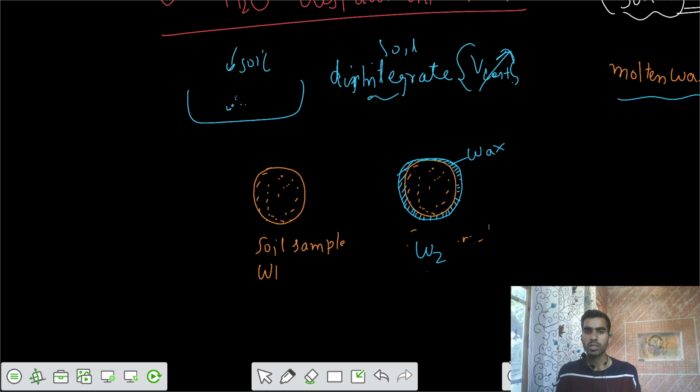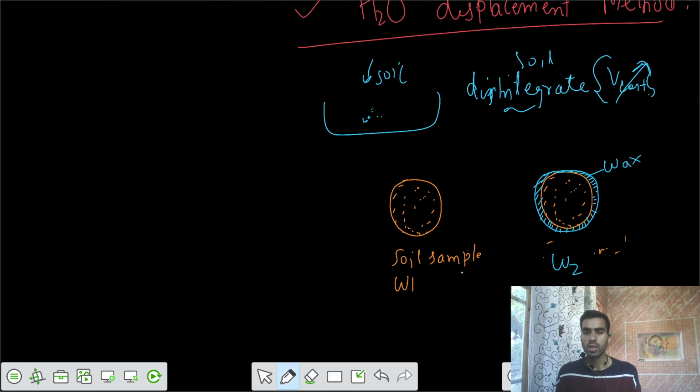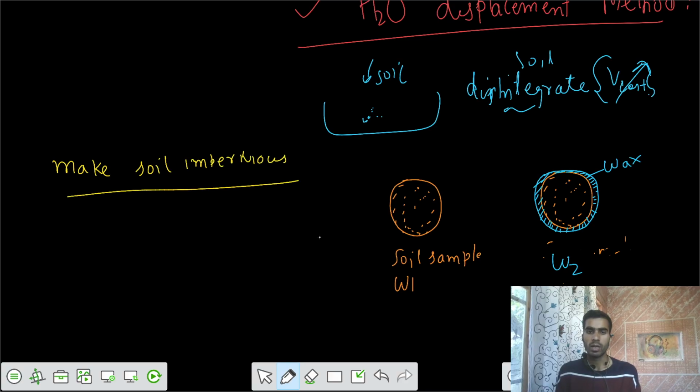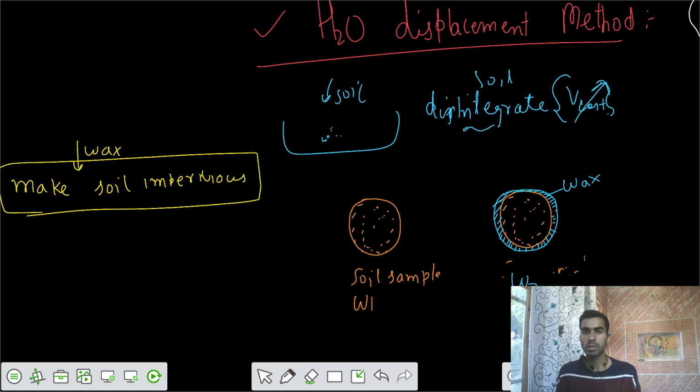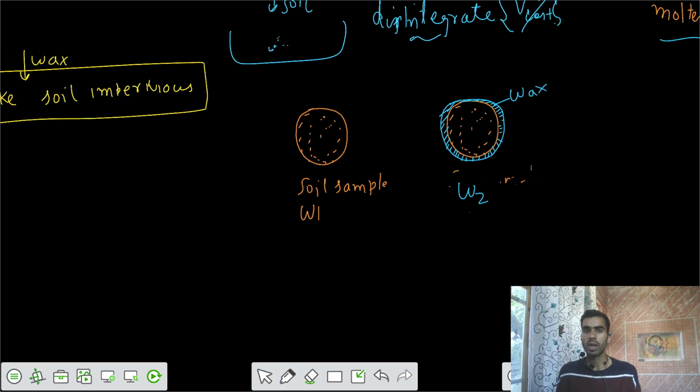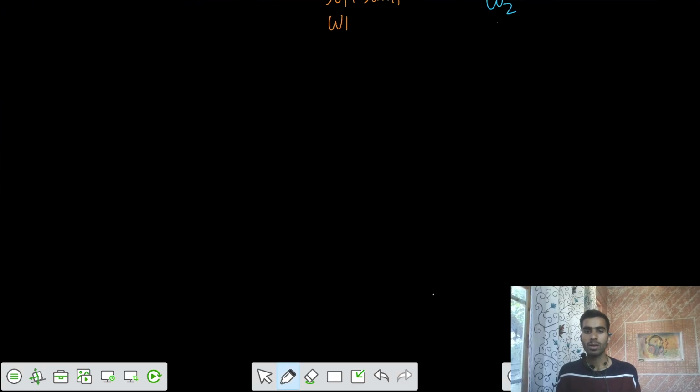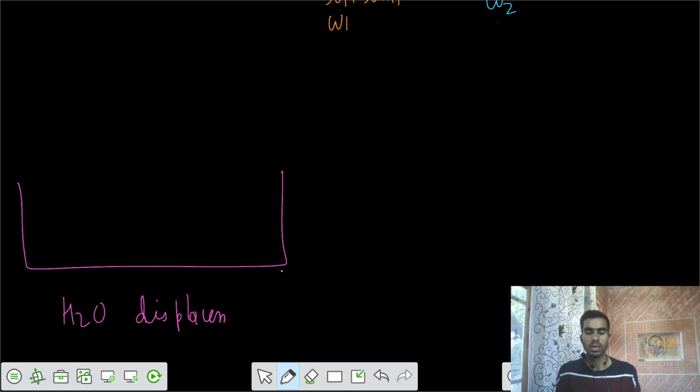So why are we using this wax? It makes the soil impervious to water. Impervious means water cannot enter into the soil sample. So to make the soil impervious, we are using that wax. Because the method here is the water displacement method, we are going to use water. So we have a bathtub kind of thing that we call a water displacement container.